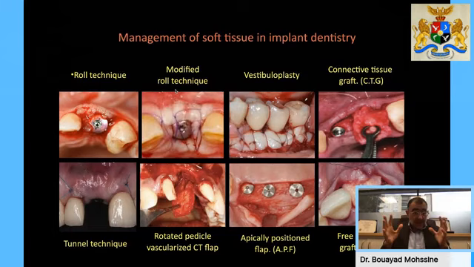Many techniques can be used in this situation: a roll technique, a modified roll technique, a vestibuloplasty technique, a connective tissue graft technique, or tunnel techniques. It depends on what kind of soft tissue we have. We can also use the rotated pedicle vascularized connective tissue flap, or the apical position flap, or a free gingival graft.